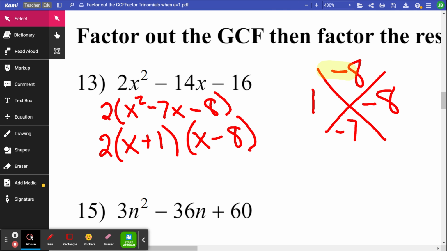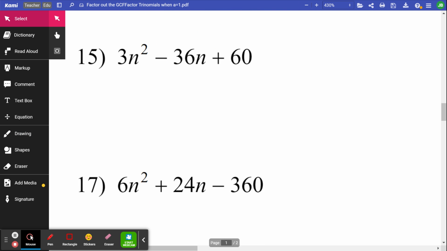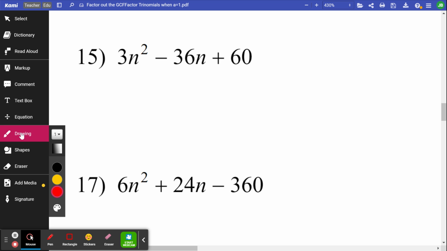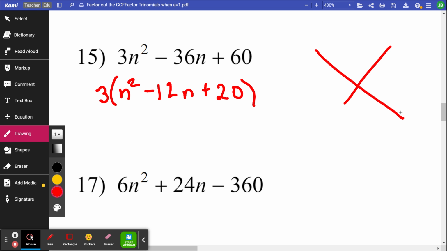I'm going to do one more of these at least because these are new. Okay, factor out your greatest common factor. What is my greatest common factor here? It's 3. Okay, so I'm going to write my 3. Divide everything by 3. N squared minus 12n plus 20. Now make your diamond. Factors of 20 that add up to negative 12.